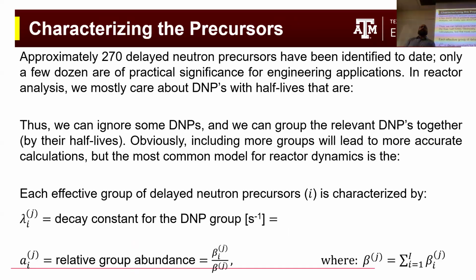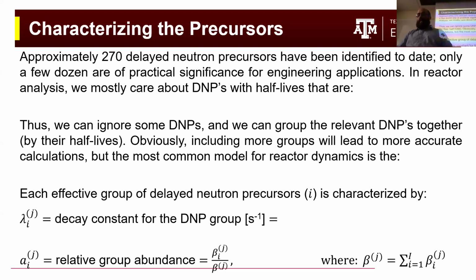So like we were saying, we have all these different precursors in our fuel. Even though we have so many of them, we don't have to keep track of all 270 of them. Only a couple dozen are significant for engineering applications, and it's mostly based on how long the half-lives and decay constants are relative to the time that we care about analyzing our reactor.